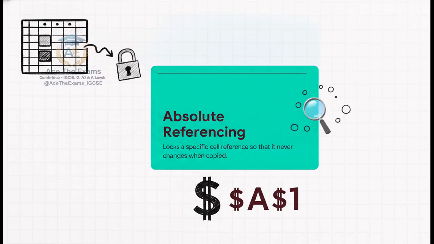By using those dollar signs to lock the reference as $D$4, the formula guarantees that as it replicates down the employee list, it consistently multiplies by that exact tax rate without shifting down to empty cells below it. Therefore, absolute referencing is the only logical, structured method to ensure accurate payroll processing across the entire dataset without manual input errors.